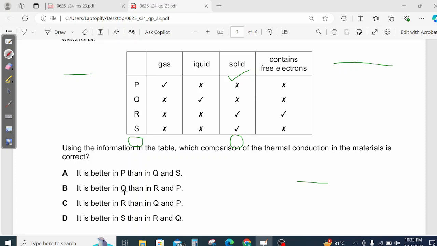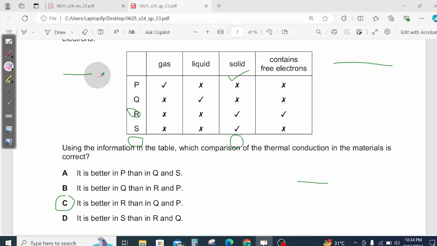It is better in Q. No, liquid conduction does not happen in the liquid. Okay, it is better in R. Yes, it is better in R than in Q and P. Yeah, as I have told you, this will be your correct answer. It means in solid there is availability of free electrons, that's why conduction can happen more than in liquid and gas.